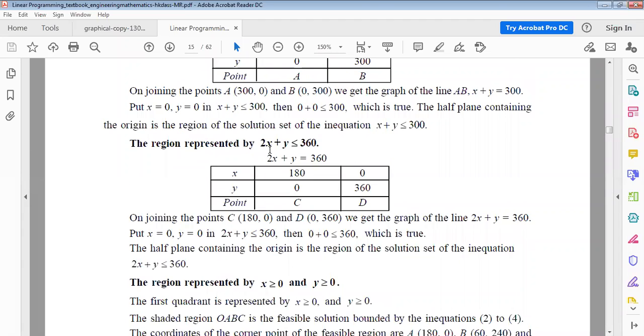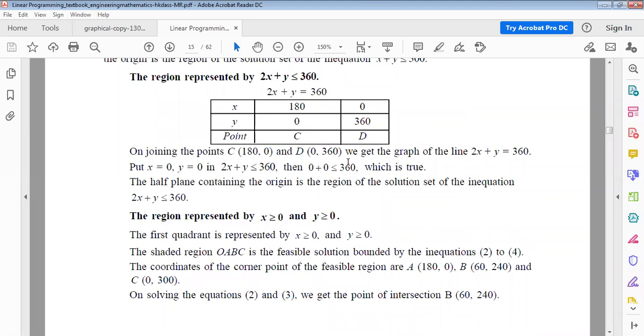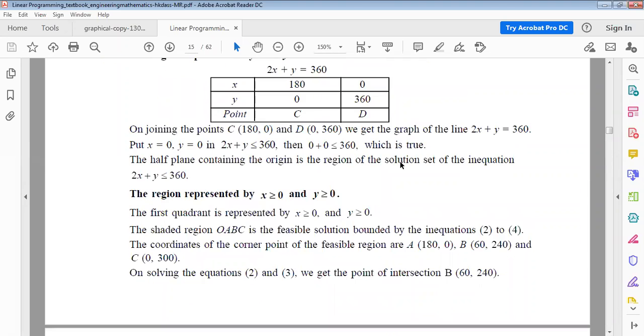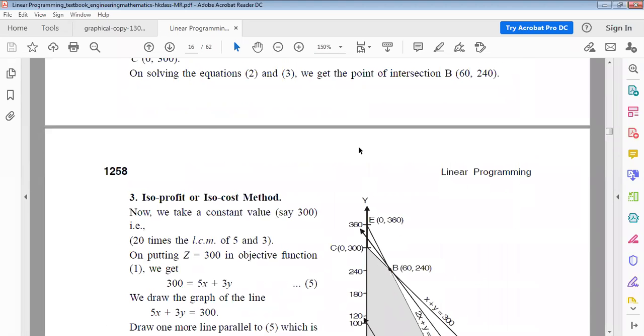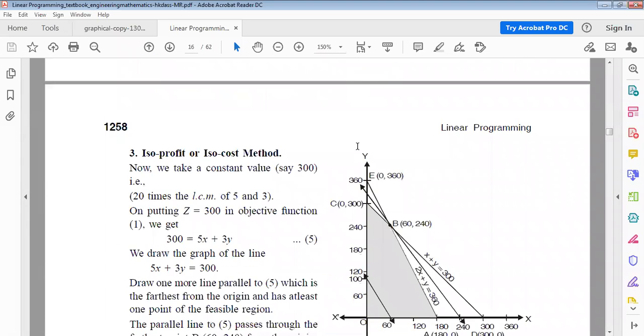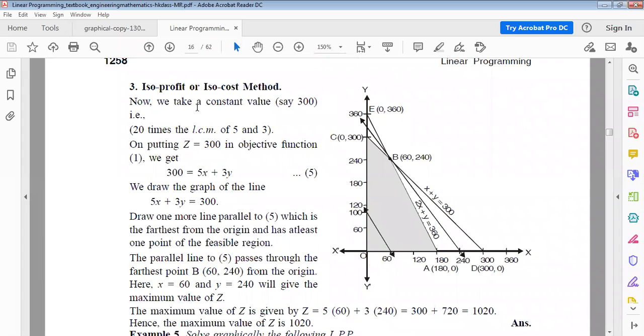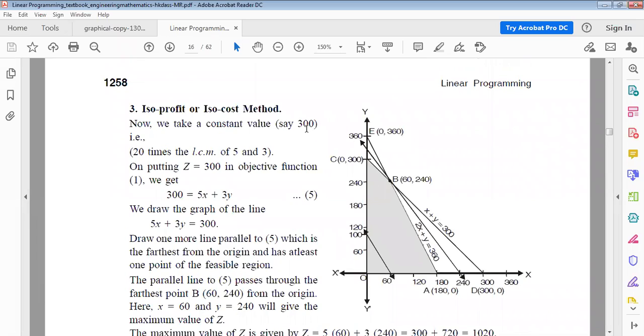For the second inequality and second equation, we get another pair of points, C and D. Joining CD, we get the line. Again, there are the non-negativity restrictions, the x-axis and y-axis. Now we take a constant value, say 300. 300 is the constant value.